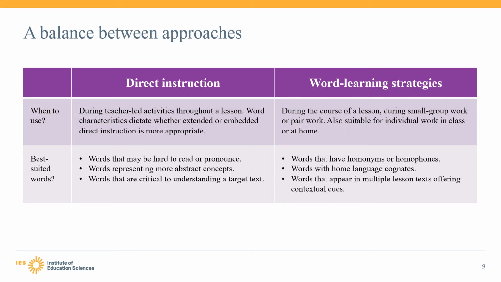Word learning strategies, on the other hand, tend to be more effective with words that have homonyms or homophones, words that have home language cognates, and words that appear in multiple lesson texts that can offer contextual clues. So if you need a refresher on the direct instruction suited words, then I would advise you to go back to Module 2. Today's focus will be on word learning strategies and how best to teach those words and help students teach themselves those words that are suited to these strategies.